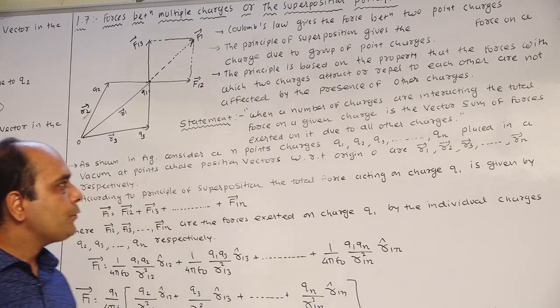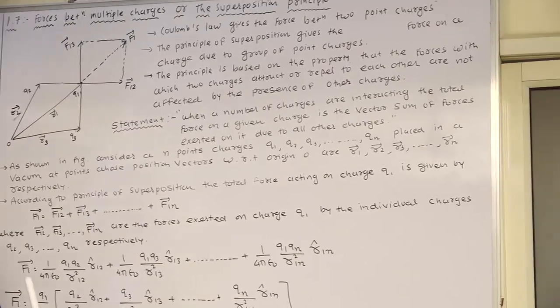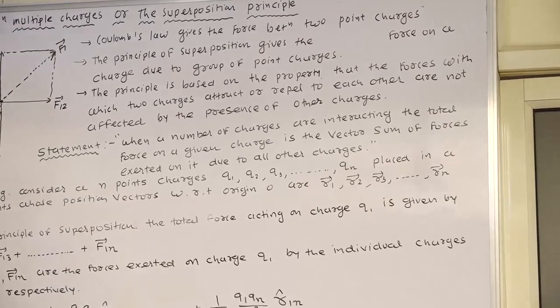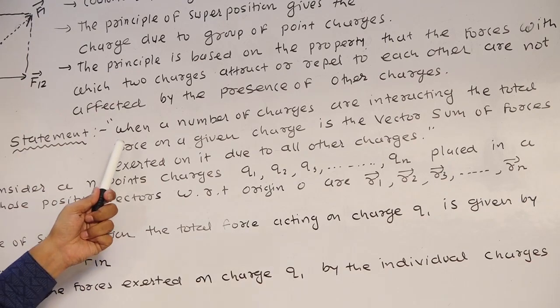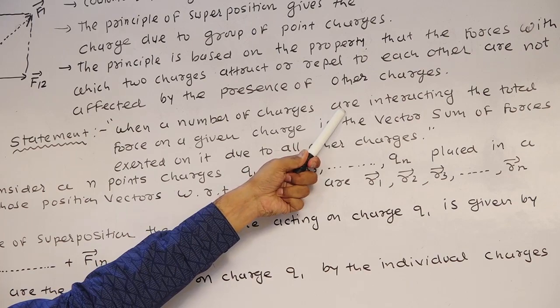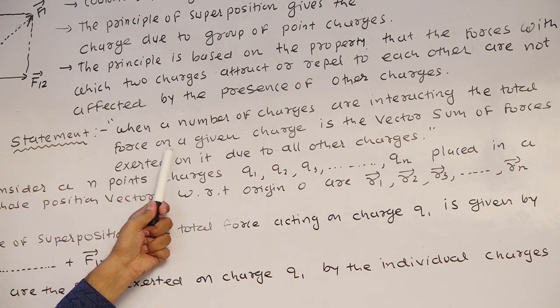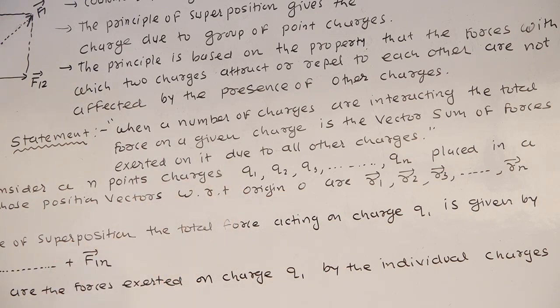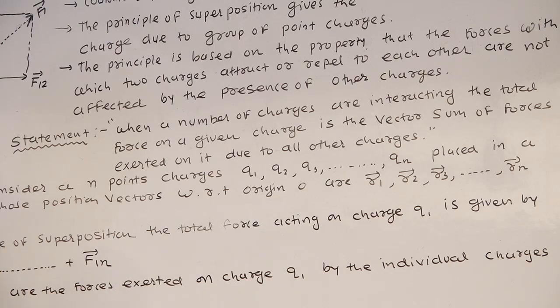Okay, now students, next is the statement of the superposition principle. Well, the statement of the superposition principle is very easy. How do we give this statement? When a number of charges are interacting, the total force acting on a given charge is the vector sum of the forces.